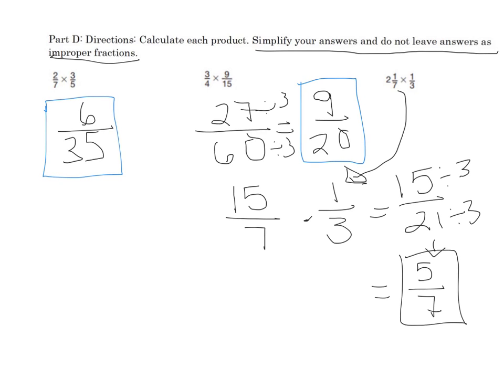One thing I do want to talk about real quick is if you have, for example, 6 times 2/3, you do not do 6 times 2 and 6 times 3. You have to change the 6 into a fraction. So you would have 6/1 and then multiply straight across, which would be 6 times 2 is 12, 1 times 3 is 3, 12 divided by 3 gives me 4.